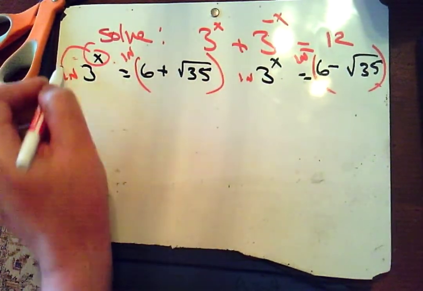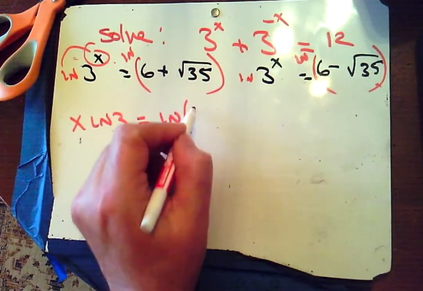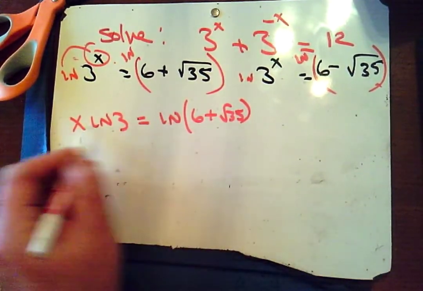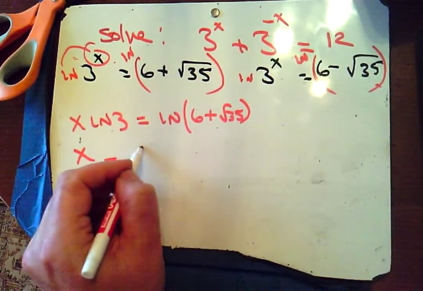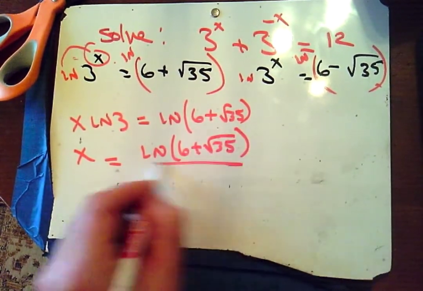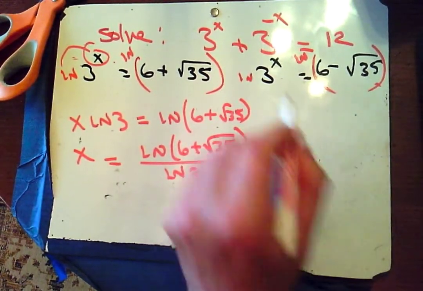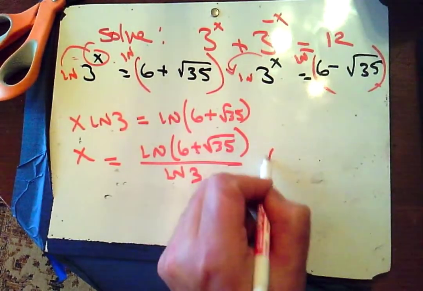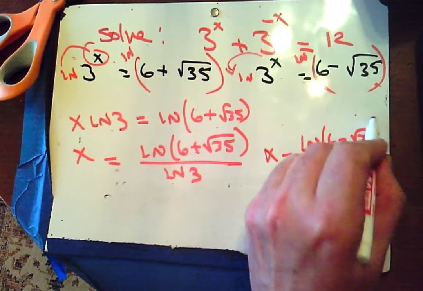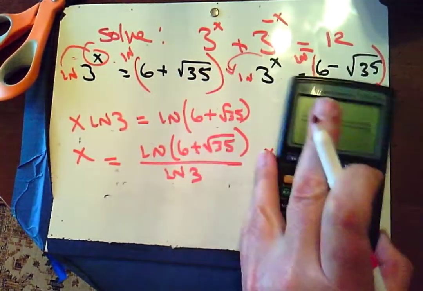And I could bring this power down. So I get x ln of 3 equals the ln of 6 plus root 35. So when I divide both sides by ln of 3, I get x equals ln of 6 plus root 35 all over ln of 3. And then here, I'm going to have something similar, except it's going to be x equals ln of 6 minus root 35 all over ln of 3. So let's check out those answers.